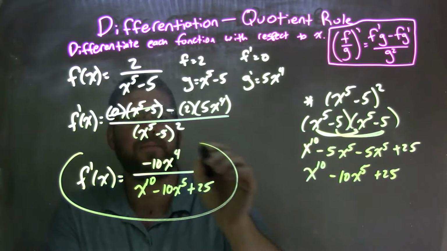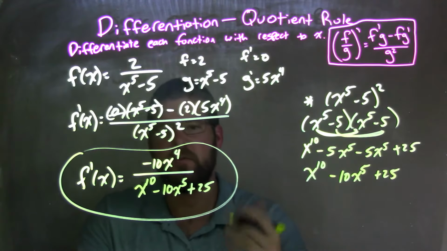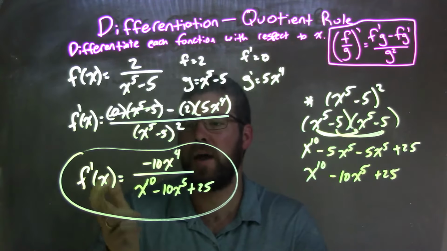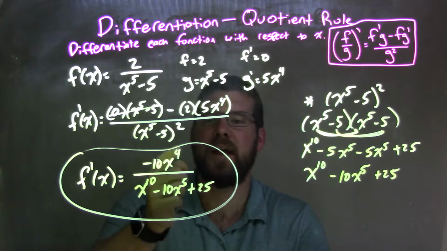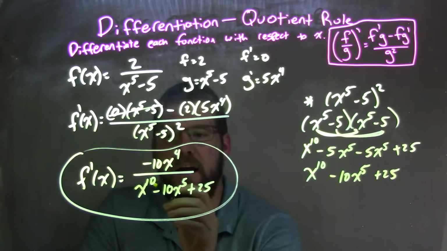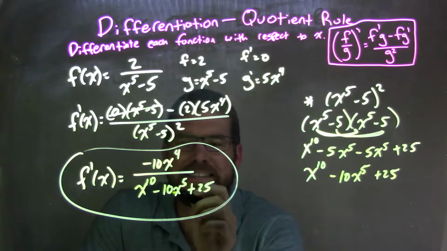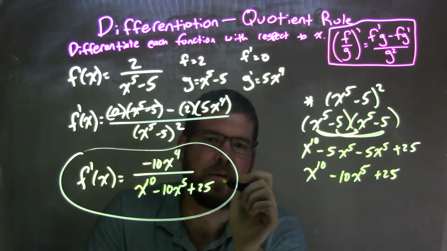And there we have it. We can't simplify it anymore, so this is our final answer here. F prime of x is equal to negative 10x to the fourth all over x to the 10th minus 10x to the fifth plus 25.